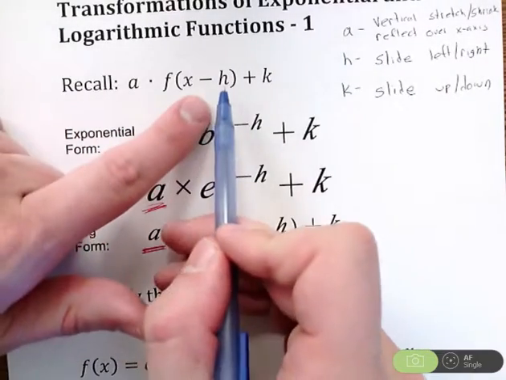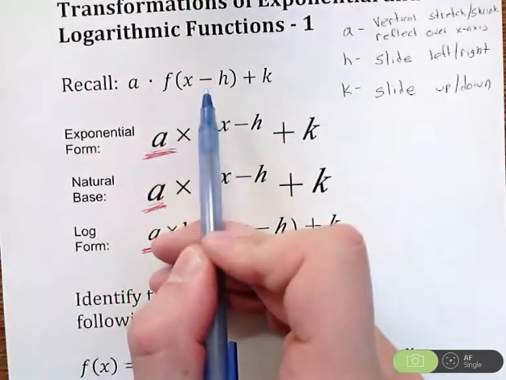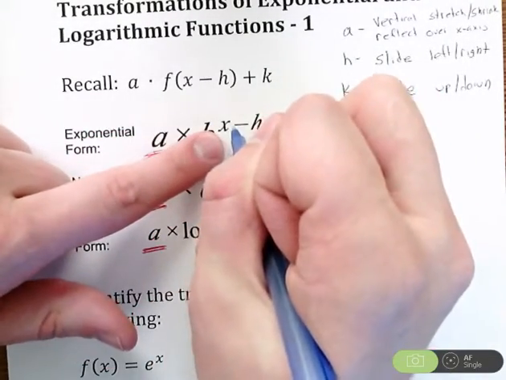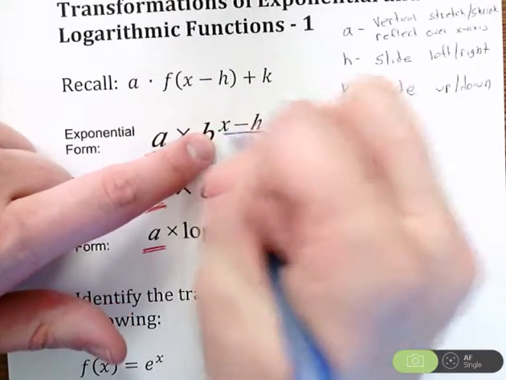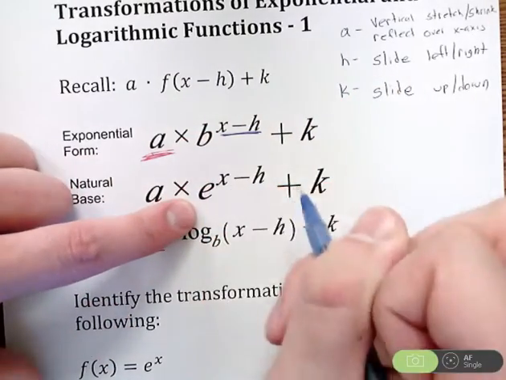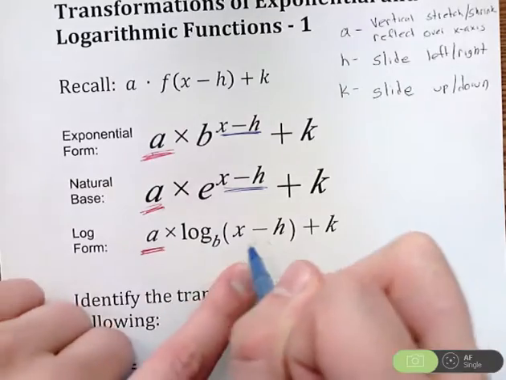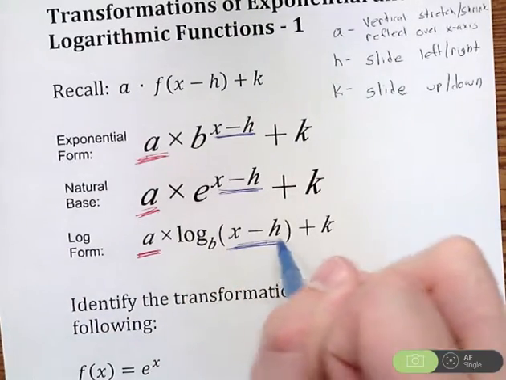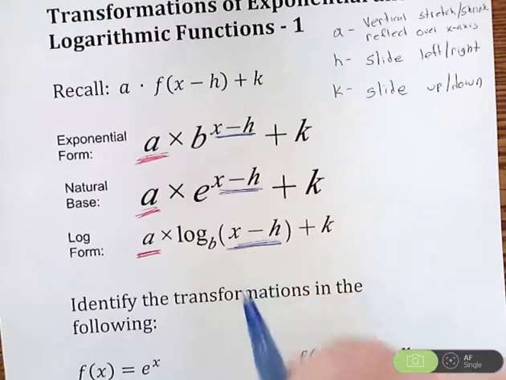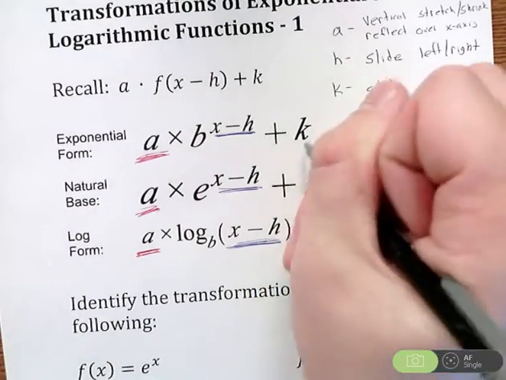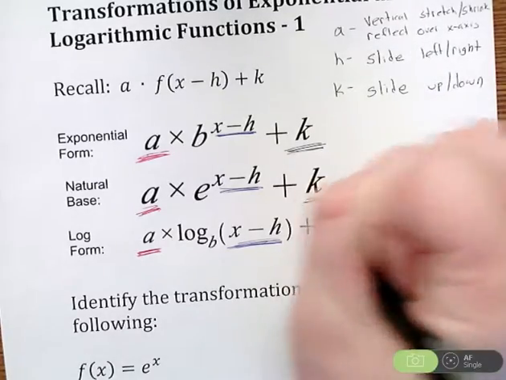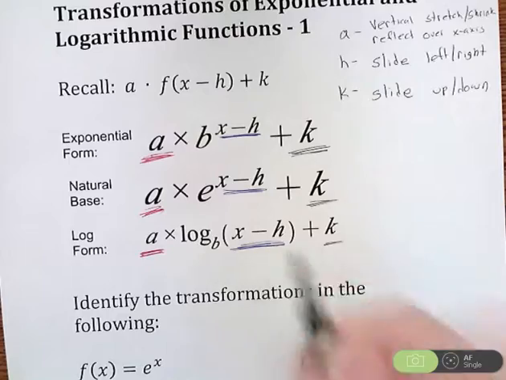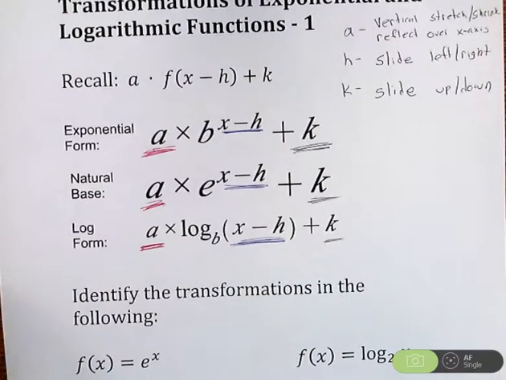And then your H, I mentioned that's usually with the X, so like X minus H. Notice, in this case, the X was up in the exponent, so H is up in the exponent. X is up in the exponent here, so H is up in the exponent. And then here, with the log, notice how we have X minus H. H is right there with X. And then finally, K is always in the back. So it's outside of these exponents, outside of the parentheses here with the log. So K is in the back.